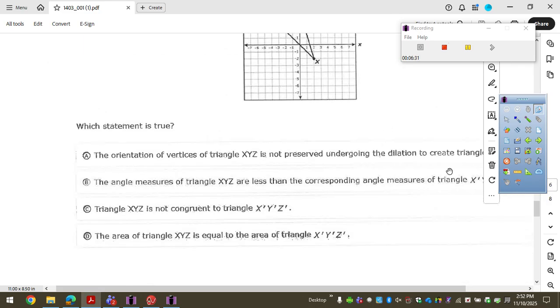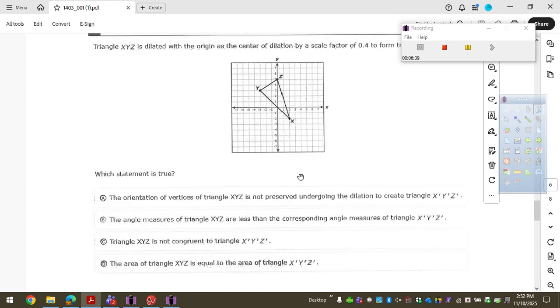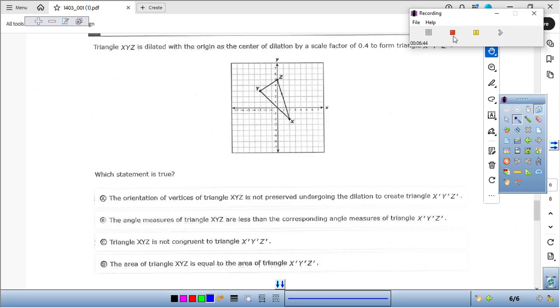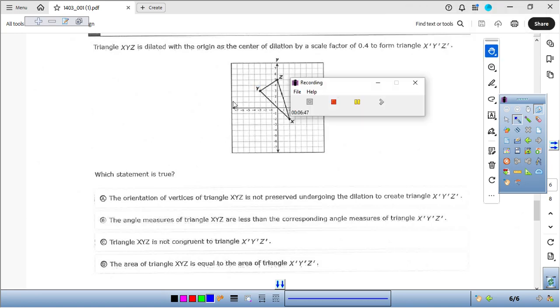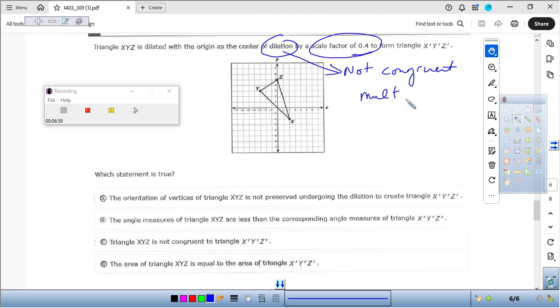Okay, let me zoom out. Okay, so look at this. I see preserved congruence, not preserved congruence. Ooh, dilation. Okay, so this one's an easy one. We're going to have dilation, which means to multiply, which means not congruent. Remember that. Dilation, circle that one, means not congruent. And it's multiplied by scale factor, so it means to multiply by 0.4. 0.4 is less than 1, so it should be smaller.